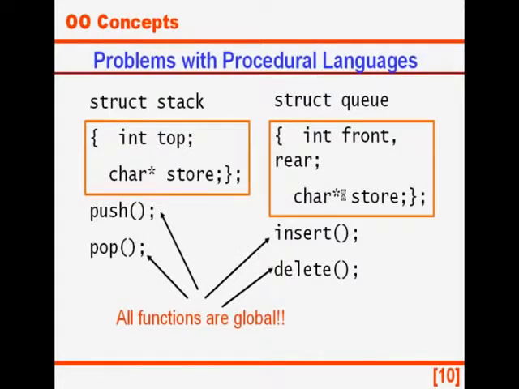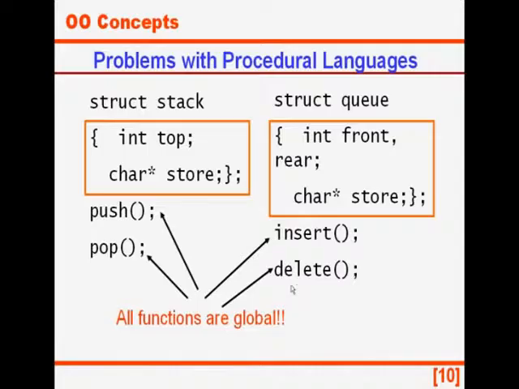Let's come back to the problem of ADTs and modeling them. Suppose we have a structure stack here which has an int top and a char *store. This is the array. Then we have two functions, push and pop. In the same program, we also have a queue which has a structure with a front and a rear and a store. It has functions insert and delete. Now, in a typical C program, all functions are global. The push, the pop, the insert and the delete functions are all global.